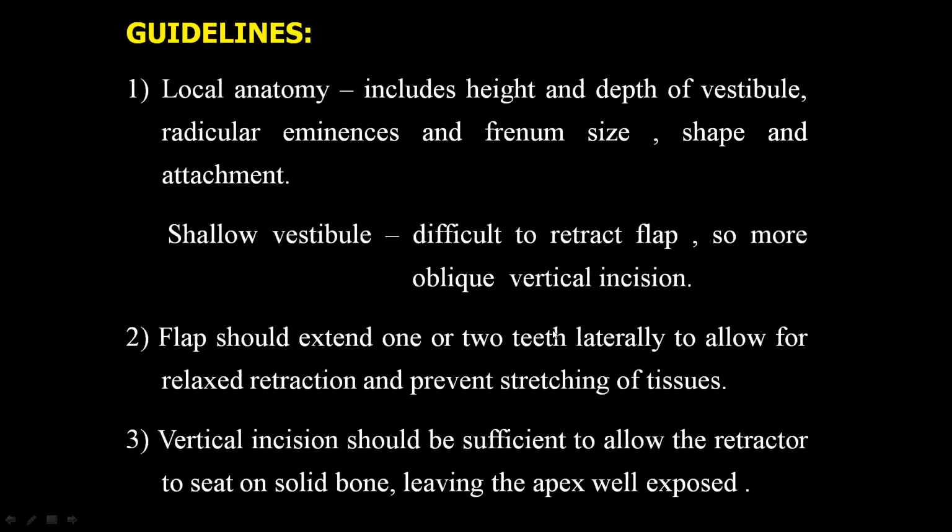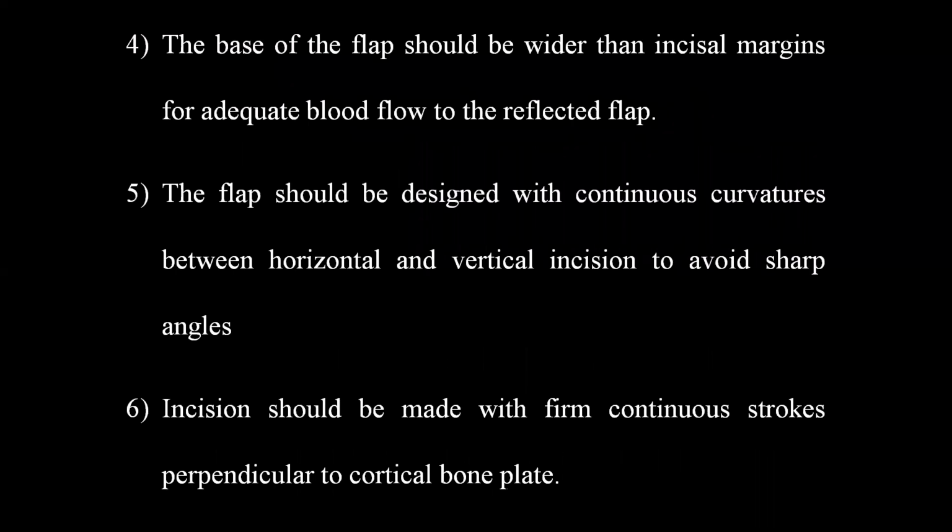So the guidelines are given by the local anatomy. With a shallow vestibule, it is very difficult to retract the flap, and the flap should extend 1 or 2 teeth laterally. Suppose you are working on 2-1, you have to take support from either 2 teeth. So the flap should come around 1-1 and 2-2. Okay, so the vertical incision should be sufficient to allow retraction and sit on solid bone, not on diseased bone. Solid bone should be there.